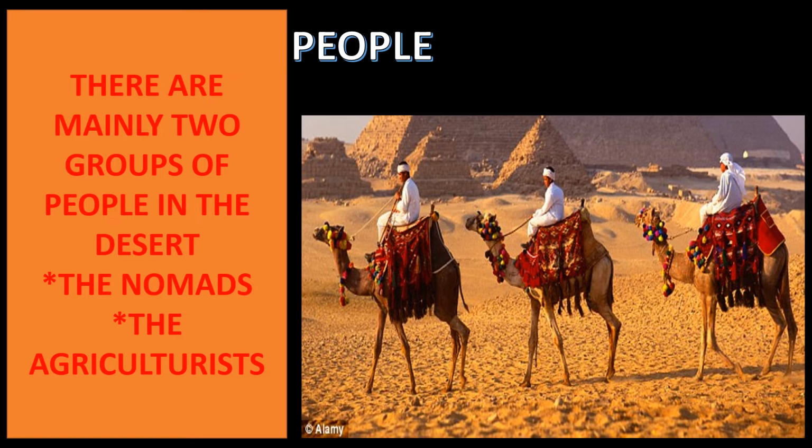If we talk about the people living in the Sahara Desert, mainly there are two groups of people found: the nomads and the agriculturists. You already know who nomads are. Nomads are a group of people who keep moving from one place to another with their animals. They don't have permanent houses. Whereas agriculturists are the people engaged in agriculture. They cultivate the land and grow crops on it.